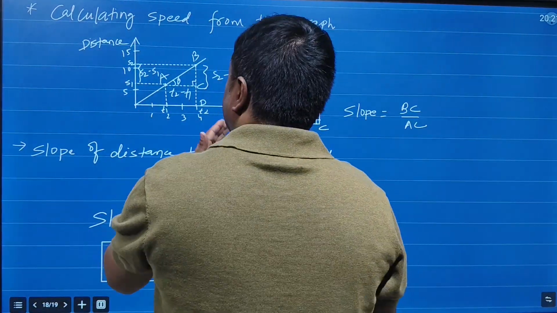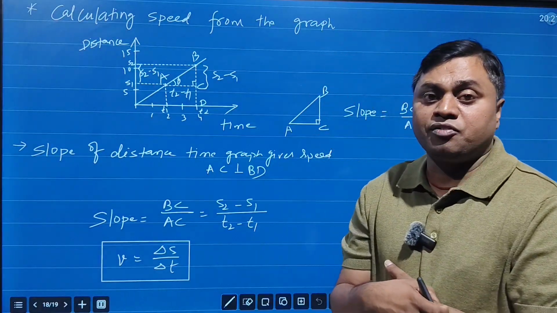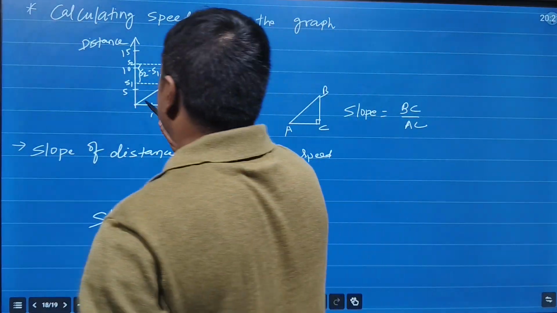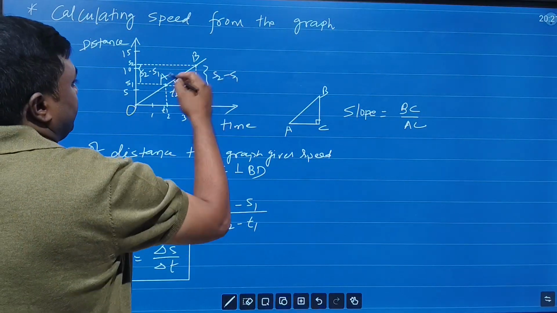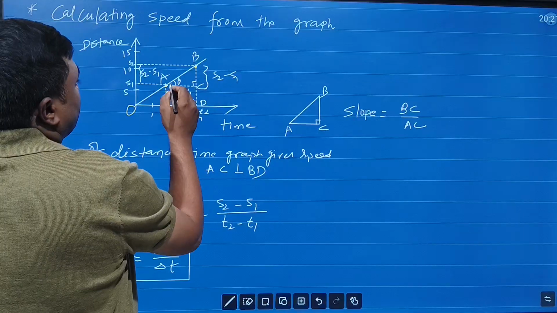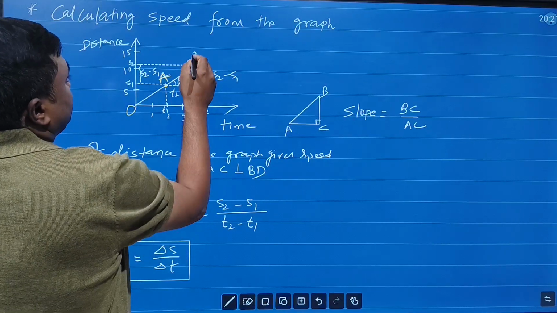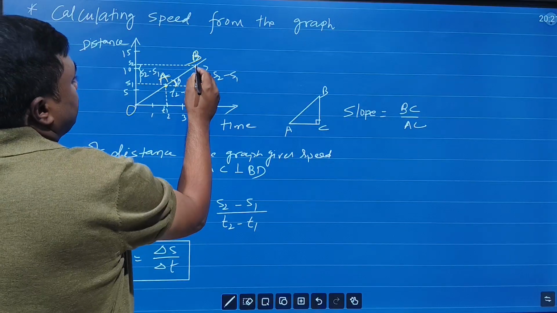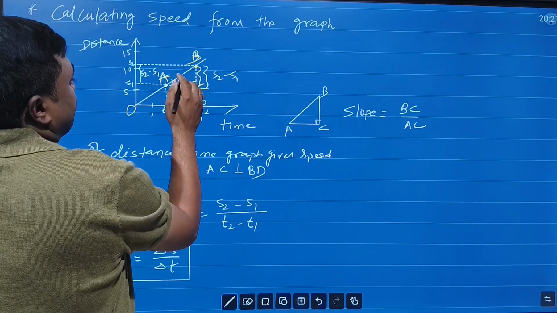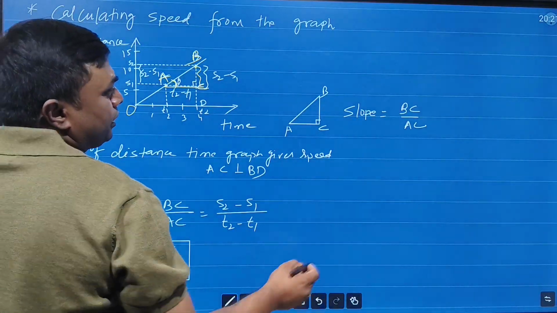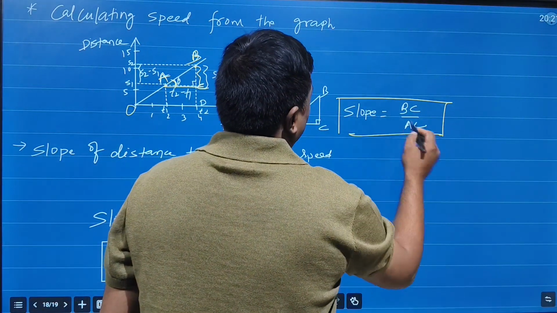Now the distance time graph. The slope of the distance time graph gives you what? Speed. How do you find the slope? Suppose this is the graph given, OB is the graph given. So you have to take any 2 points. Consider this point A, this point B, and this is C. If I want to know the slope, tan theta is the slope, that is BC by AC.